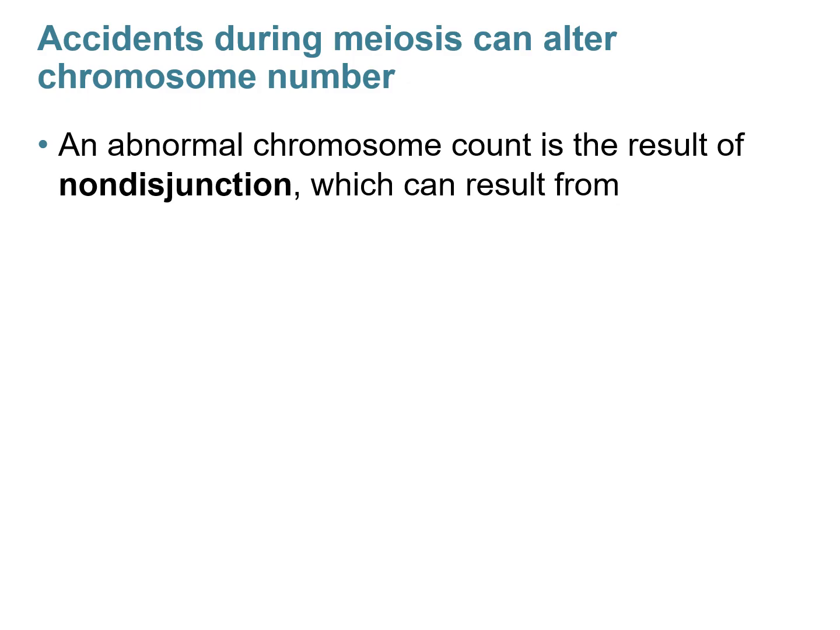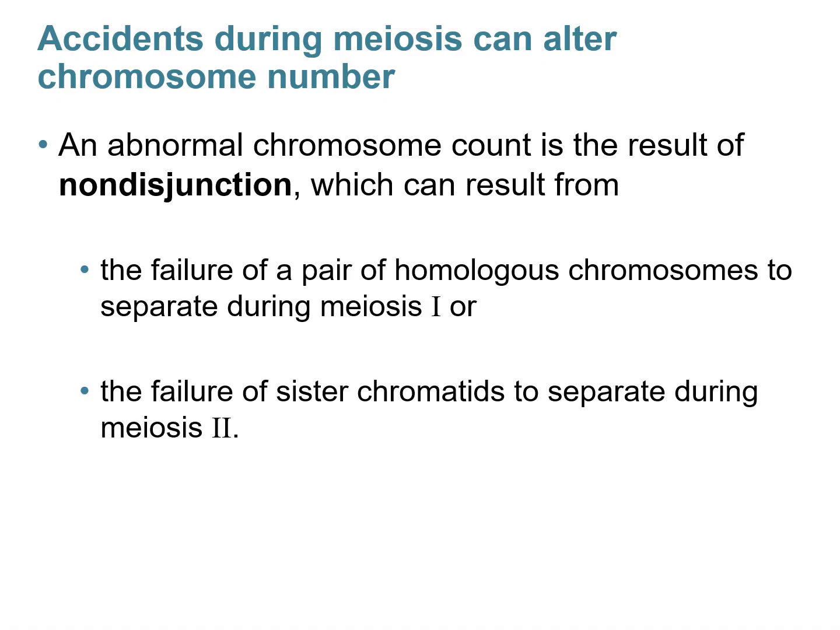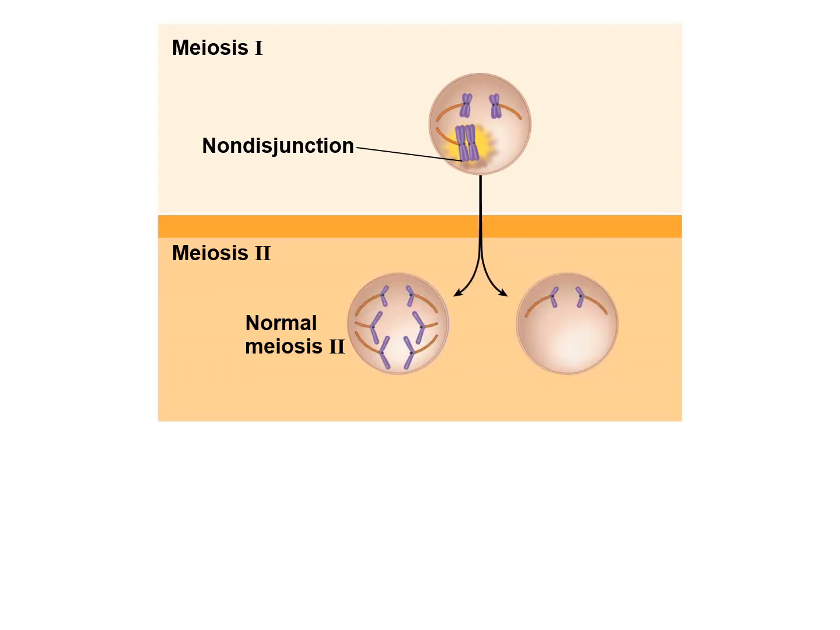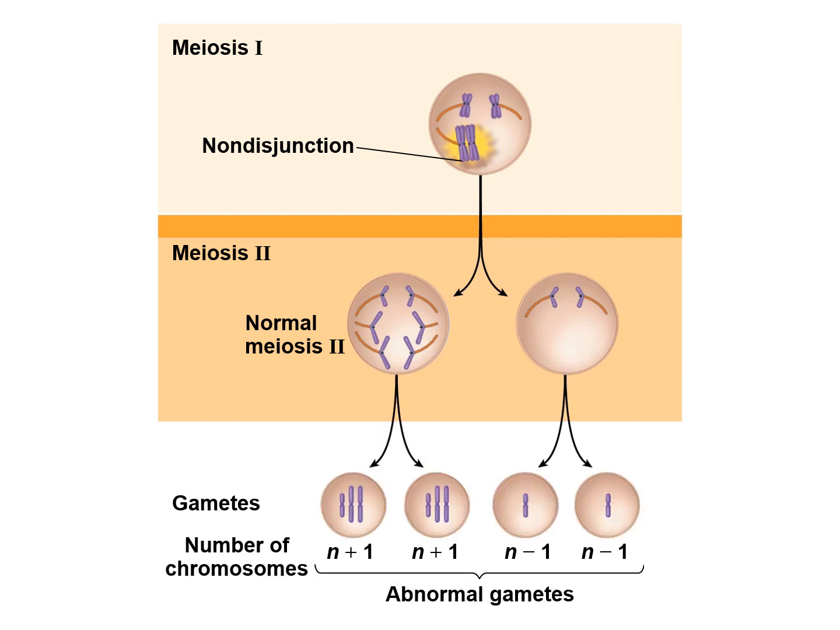Non-disjunction events usually happen because of one of two things. Either the pair of homologous chromosomes fail to separate during meiosis 1, or the sister chromatids fail to separate during meiosis 2. So how are these things different from one another? Let's say that during meiosis 1 there's a non-disjunction event. This means that one of the homologous sets of chromosomes doesn't separate. This would result in one of the cells having two copies of that chromosome, whereas the other cell would have none, and would result in all four of the daughter cells being abnormal. Two of them would have an additional chromosome, and two of them would be missing a chromosome.